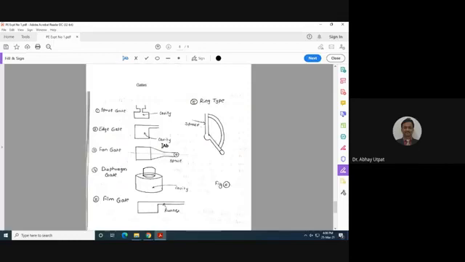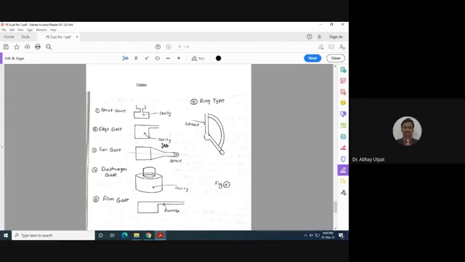Now, next one is the types of gates. We have studied manufacturing process in second year. So, types of gates, types of runners, little difference in the plastic components. So, directly screw is connected to cavity through the gate. It is called as a screw gate.